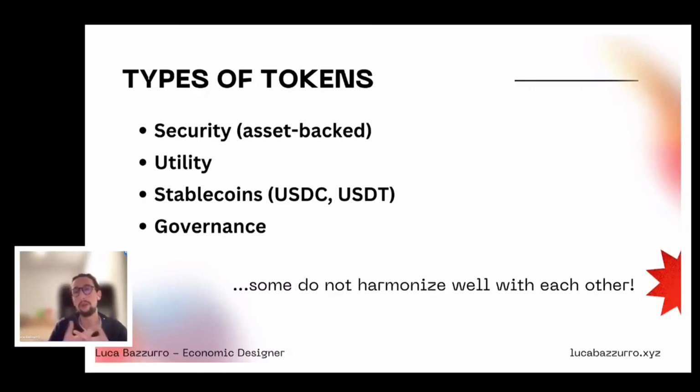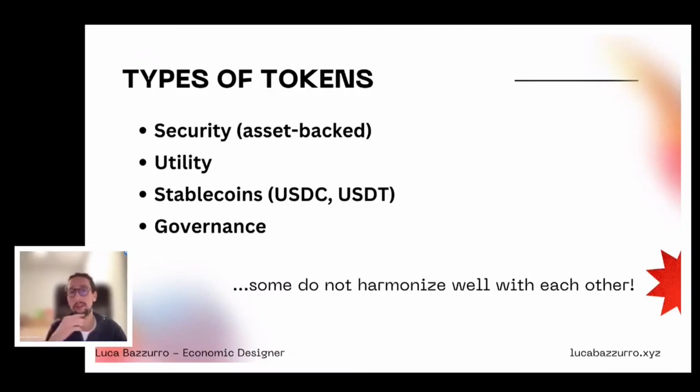The stable coin, obviously, is usually tied to the dollar, but now we see the emergence of euro-backed, Turkish lira-backed, yen-backed stable coins. Of course, these are coins that keep their value over time, pegged to a fiat currency. And then there are governance tokens, which usually are for voting, for decentralized decision making in the digital ecosystem.